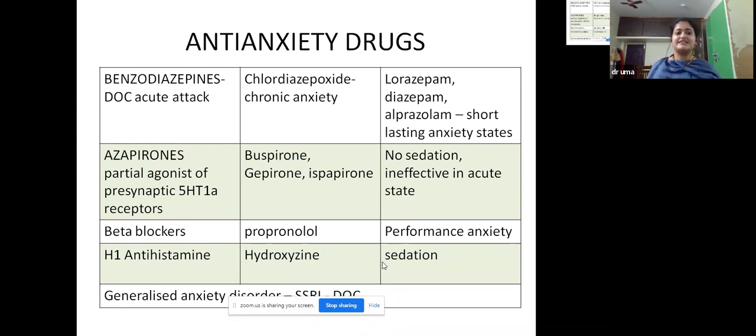And azapirones are partial agonists at the 5-HT1A receptor. They are buspirone, gepirone, ipsapirone. So these drugs will not produce sedation. Non-sedative anxiolytic drug is a commonly asked question. Non-sedative anxiolytic drug: it is azapirones, buspirone, gepirone, ipsapirone. And beta blockers like propranolol are used for performance anxiety. And antihistamines like hydroxyzine, which are first generation antihistamines, are used for sedation.